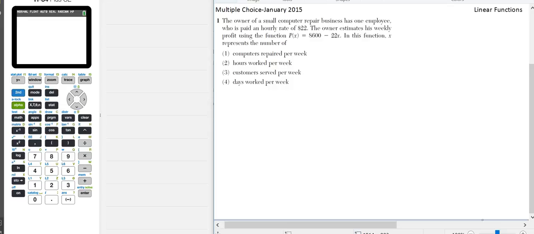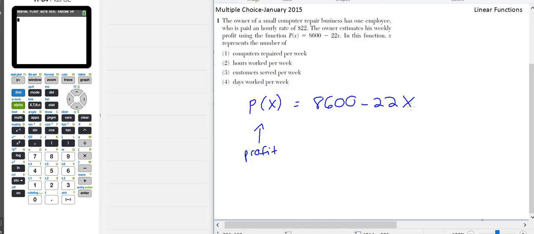The owner of a small computer repair business has one employee who is paid an hourly rate of $22. The owner estimates his weekly profit using the function p of x equal to 8,600 minus 22x. In this function, x represents the number of, and we have 4 choices. So the profit, p of x, is equal to 8,600 minus 22x.